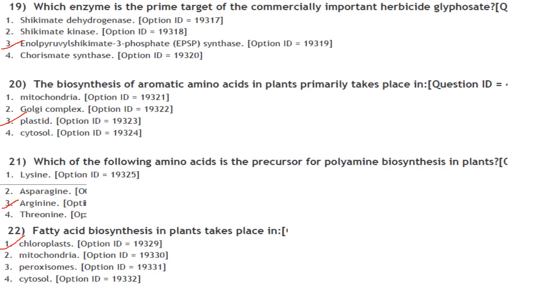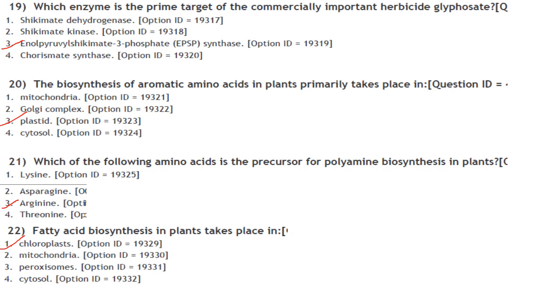Then which enzyme is the prime target of the commercially important herbicide glyphosate? It is enolpyruvyl shikimate 3-phosphate synthase. Answer is option 3. The biosynthesis of aromatic amino acids in plants primarily takes place in the plastid. Answer is option 3. Which of the following amino acids is the precursor for polyamine biosynthesis in plants? It is arginine. Answer is option 3.